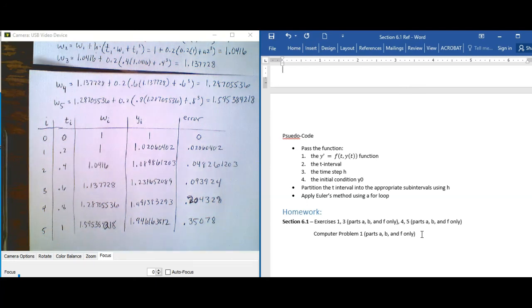Okay? So you should be able to do the homework problems now. Exercise 1 deals with example 1 that we did in the notes. 3 and 4 deal with solving analytically, and 5 deals with applying Euler's method. Computer problem 1, of course, you'll implement Euler's method using MATLAB for the previous problems. Okay, so notice that exercise 3, exercise 5, and the computer problem all deal with the same example or exercise, and you'll be doing just parts A, B, and F for those 3 there.